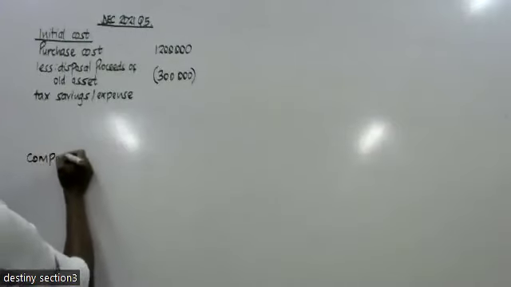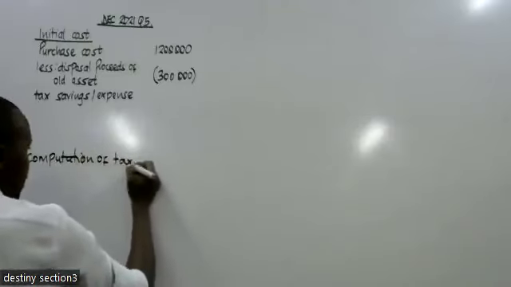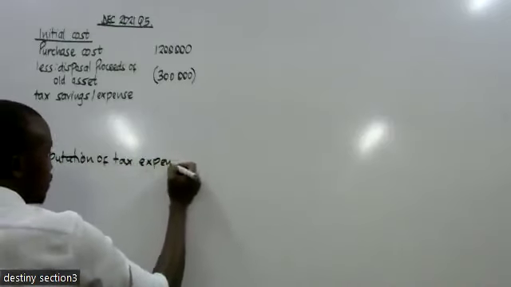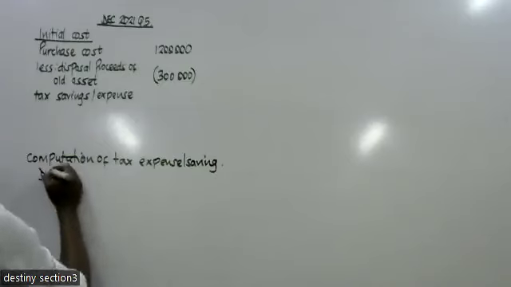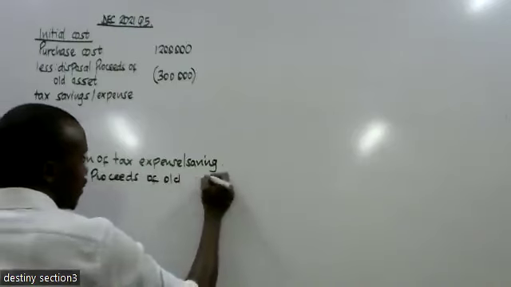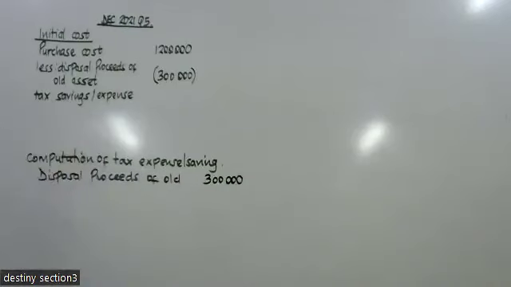But let's start by determining the computation of tax expense or savings. Same thing: you compare the disposal proceeds of the old. How much is the disposal proceeds of the old? It is on the board. Is it 300,000? Yes. You compare it with the net book value of the old.